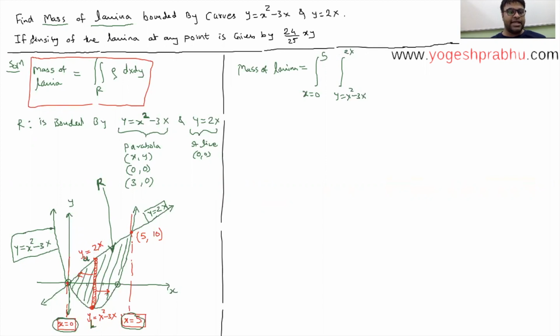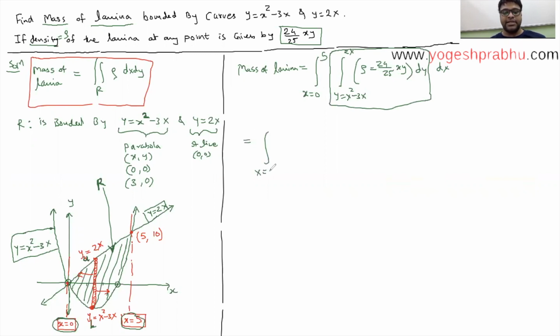Now just see that the density, or the rho, is already given at any point, like this. So we have the rho value. So I can just write rho is equal to 24 over 25 xy, and then this is dy dx. And I hope you already know the rule that when we have a double integration, we always solve the inner integral first. So we'll solve the inner integral, and then the answer will be integration of x is equal to 0 to 5. I can take the 24 by 25 term outside.